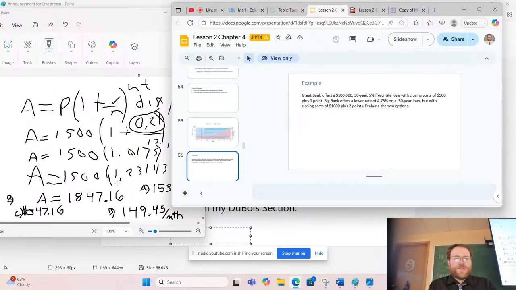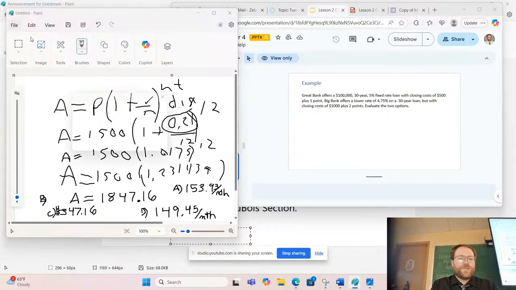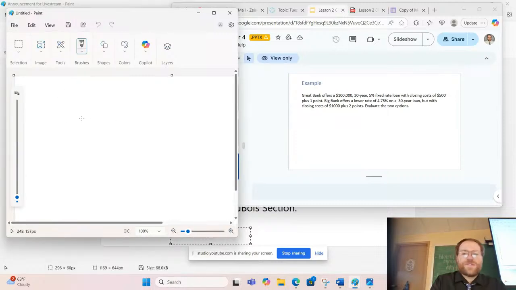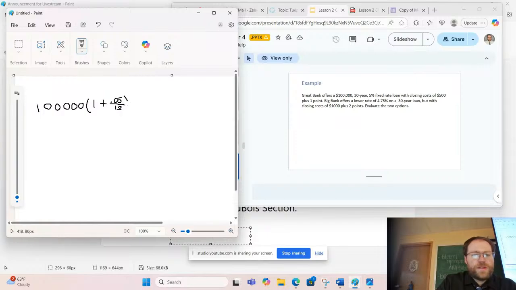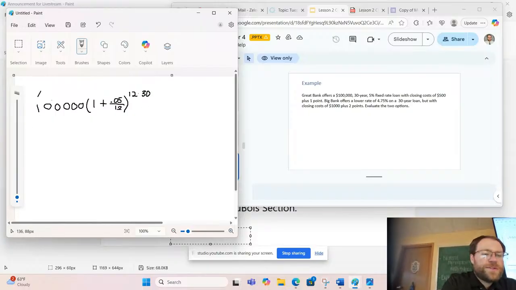But we can just do some quick math on this. So if we try Bank A, let's just do 100,000 times 1 plus 0.05 divided by 12, raised to the 12 times 30 power. So that right there is Bank A.